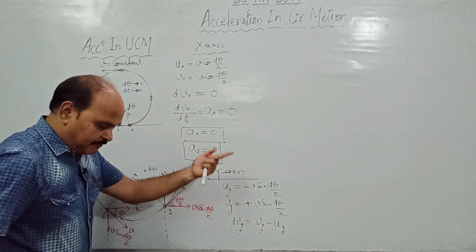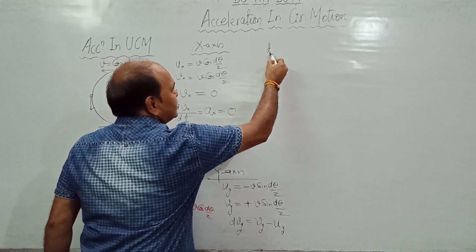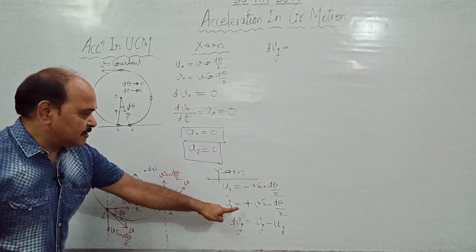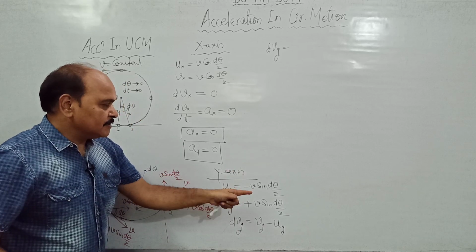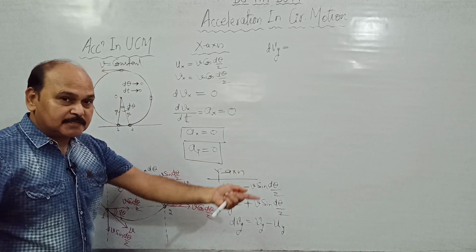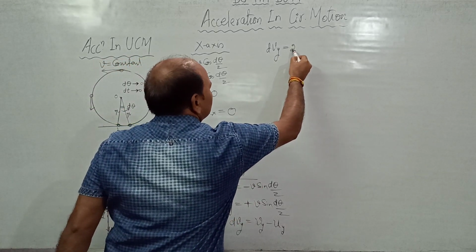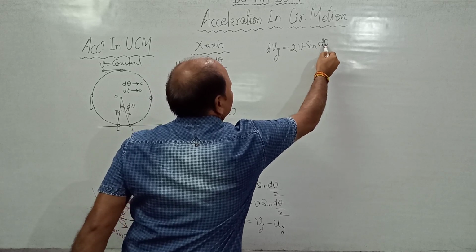And if we find out this difference, what do we get? The change of velocity along the y-axis, dvy, is this minus this: v sine of d theta by 2 minus minus v sine of d theta by 2. So minus would become plus. So this difference is going to be 2v sine of d theta by 2.